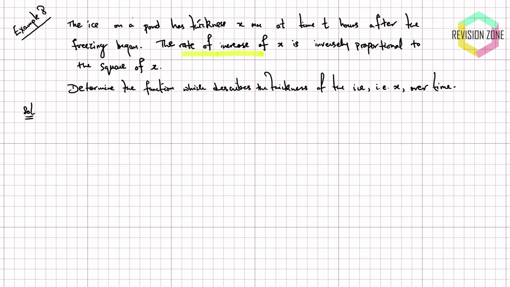Looking at the key point here, which is that the rate of increase is proportional to the inverse of the square, we can say that dx by dt is going to be proportional to the inverse of the square of x, okay? From that, the proportionality tells us that there has to be a constant of proportionality. So we can say that dx by dt is equal to k over x squared, where k is some constant of proportionality.